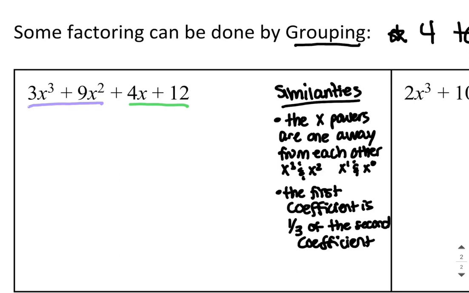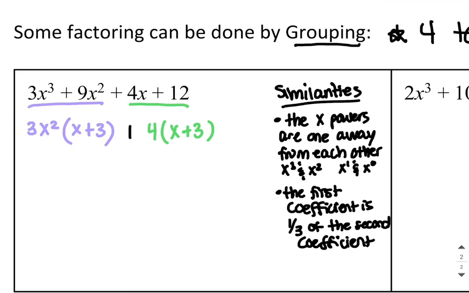Now, what I want to do, based on the similarities I just saw, is take out the greatest common factor of both groups and see if I see a pattern. What do these two terms have in common? Well, they have a 3 in common, and they have an x squared in common. So if I take out 3x squared, I'm going to end up with 3x squared times x plus 3. And then in the second group, if I take out the greatest common factor, that's 4, and I'll end up with 4 times x plus 3.